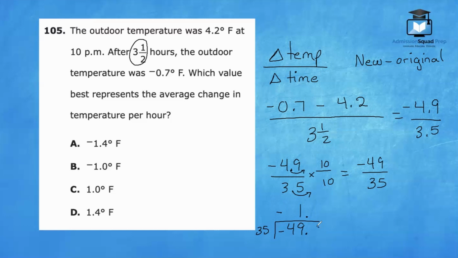And then we're going to have a remainder. So I go ahead and add a decimal point and add a 0. The remainder when 35 goes into 49 is going to be 14. Now we have 140 divided by 35.